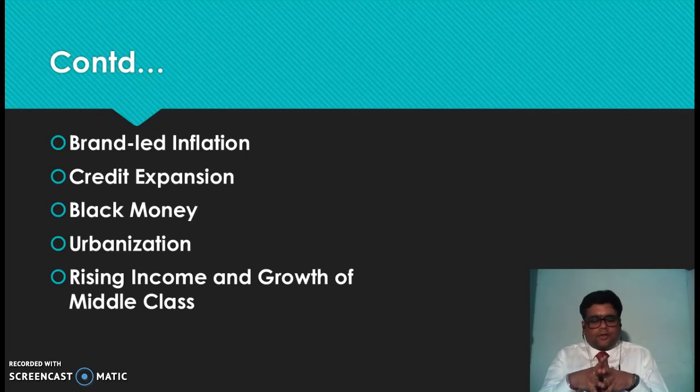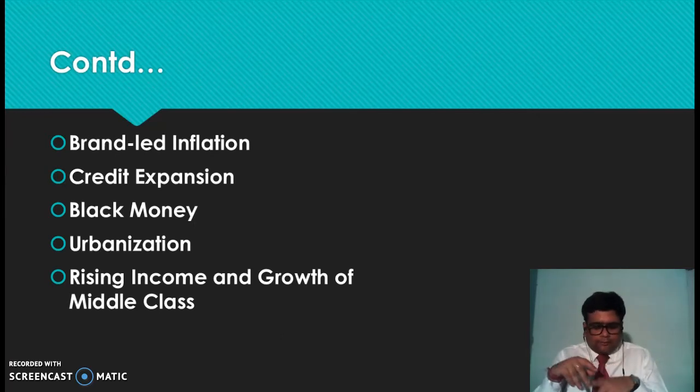Then comes credit expansion, easy availability of loans. The major expansion of credit is also responsible for inflation, because the easy availability of loans gives rise to two factors. One factor is increased supply of money that I explained earlier, and the second is an increase in NPA, that is, non-performing assets. Both of these situations give rise to inflation.